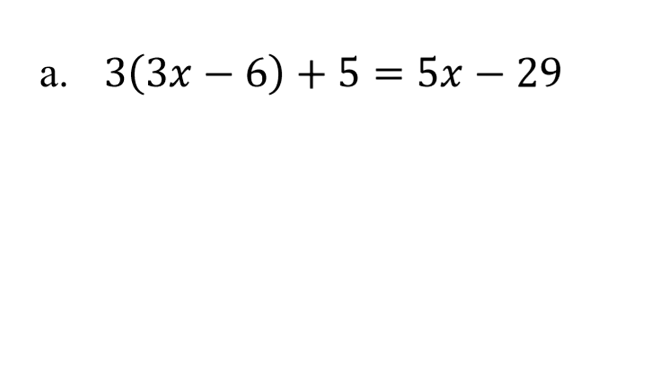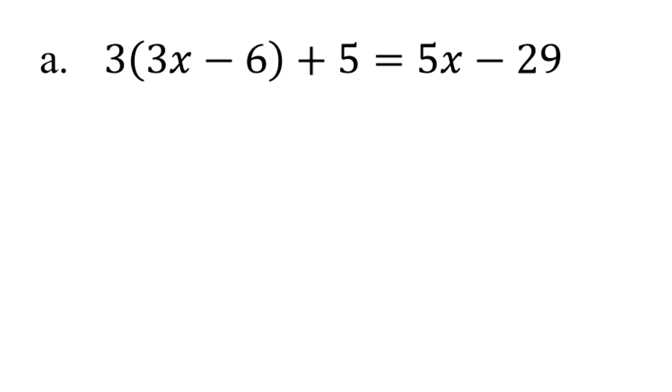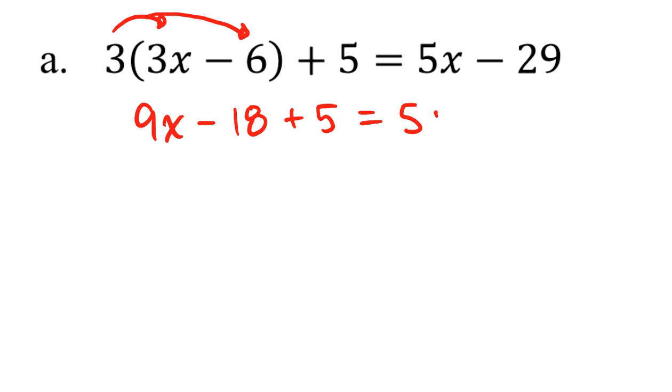One of the things I can do to simplify this equation is I can certainly apply the distributive property. If I do that, on the left-hand side, this 3 is going to be distributed across the subtraction problem. So each one of these terms is going to get a factor of 3. So this is going to become 3 times 3x, which is 9x, and 3 times negative 6, which is minus 18. And then we have the plus 5. And on the other side, we have 5x minus 29.